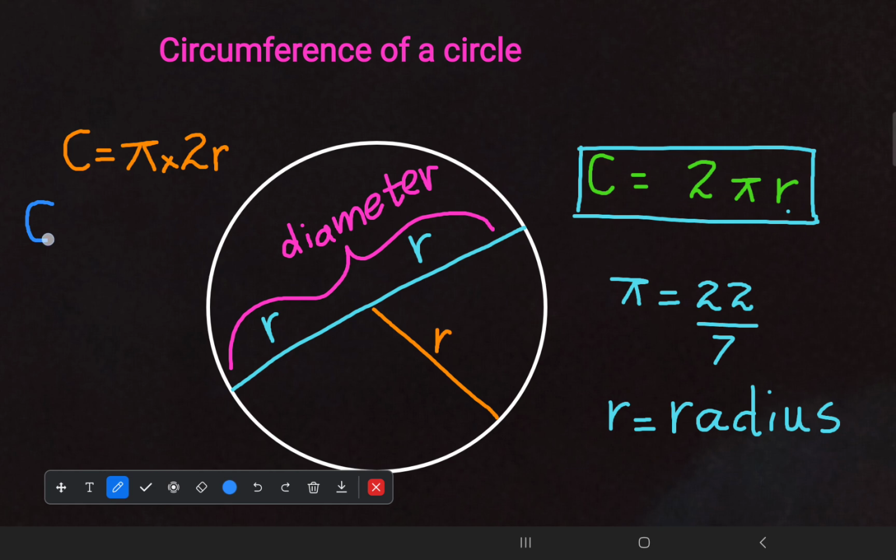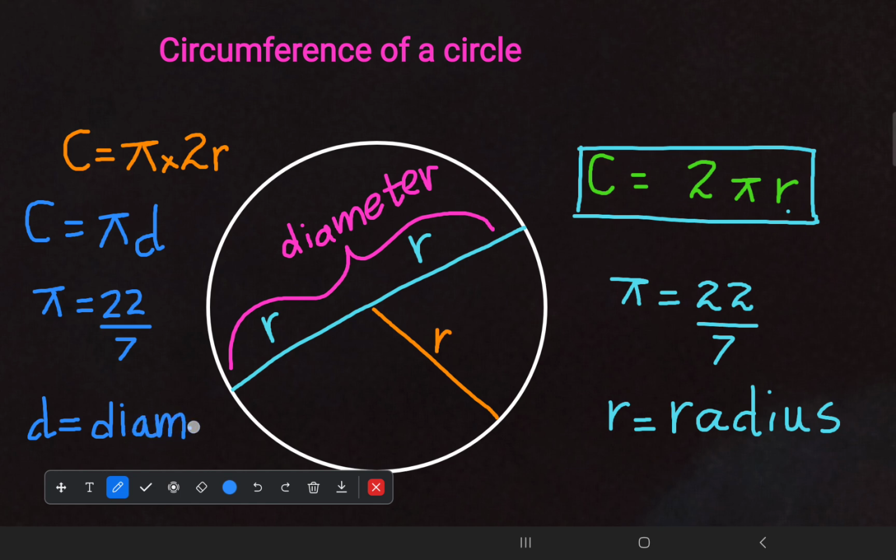So we have another formula: C equals pi times d, instead of writing 2 times r we use the term d. Here also pi is equal to 22 upon 7, that does not change. d is the diameter of the given circle. Both are the same formula.